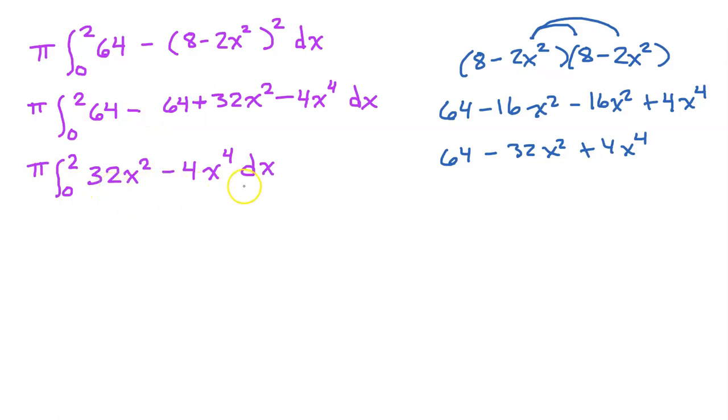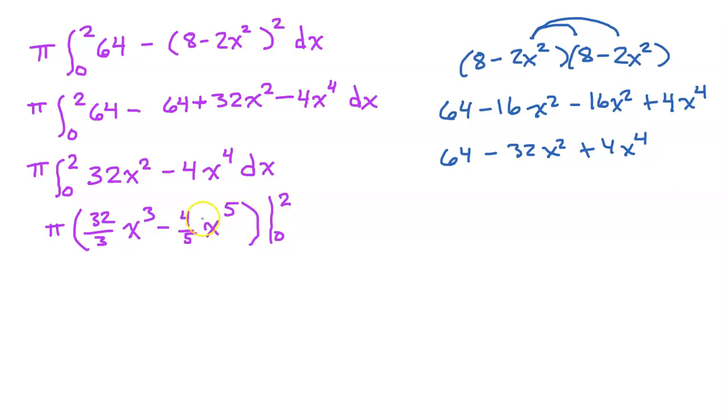Now we integrate term by term. So x squared becomes x to the 3rd power. Dividing by the new power gives us 32 over 3. x to the 4th power becomes x to the 5th power. Dividing by 5 gives us negative 4/5. We have left the pi out in the front, and we apply the limits of integration from 0 to 2.